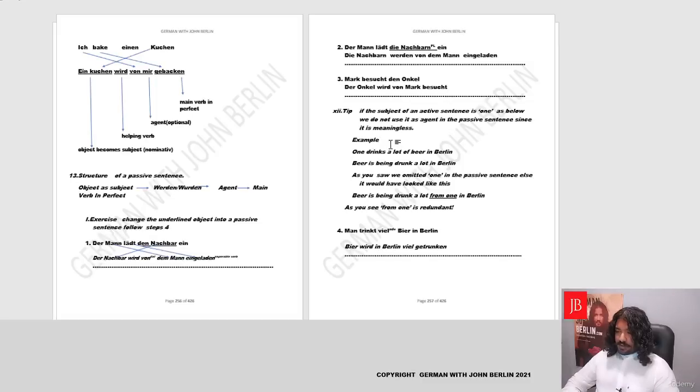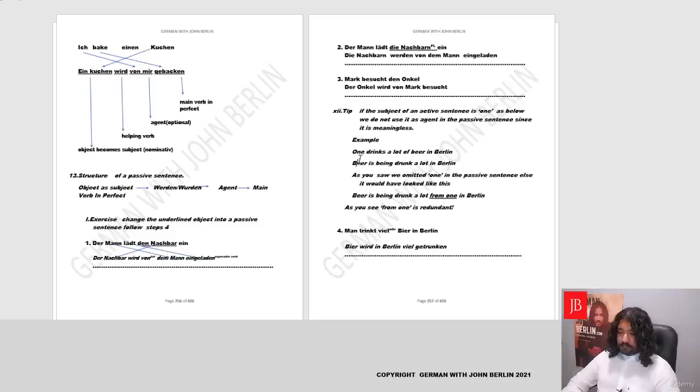Okay, now let's find out. We have another sentence here. Let's quickly find a quick tip. Now, if in an active sentence the subject is empty, we do not carry it forward in the passive sentence. That means we do not carry forward the agent if the agent in the active form is basically empty. What do I mean by empty? If you look at this sentence, one drinks a lot of beer in Berlin. So who drinks? One. One is an empty subject. I didn't specify. It's just like one.